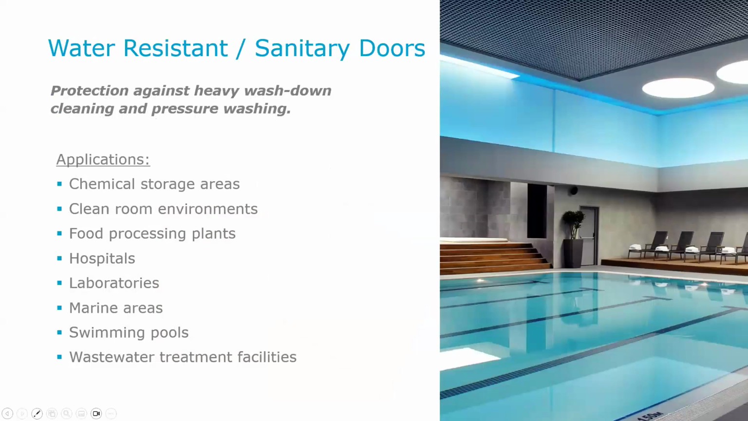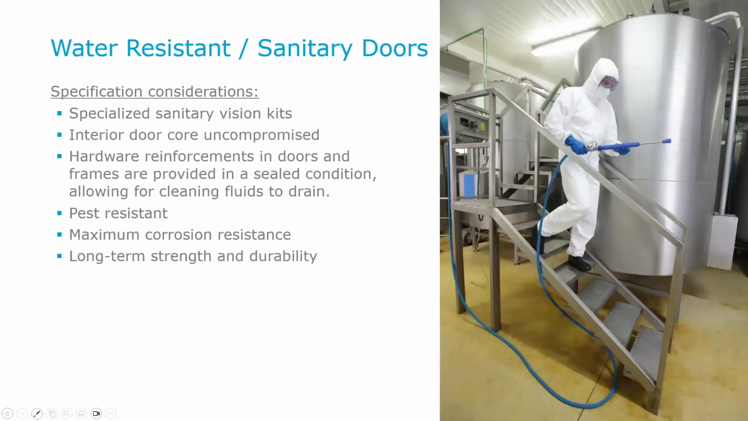Water-resistant sanitary doors, where you've got a lot of heavy washing down and cleaning or pressure washing, and again, the various applications you'll see there. This type of product is designed so that as they're hosing down that room, say in a clean room every night, you don't want water to get on the inside of the door. When they're hosing down that room, you may have water go underneath the door or around it, but water won't get on the inside.